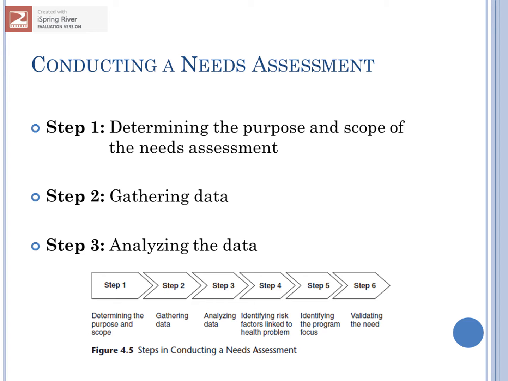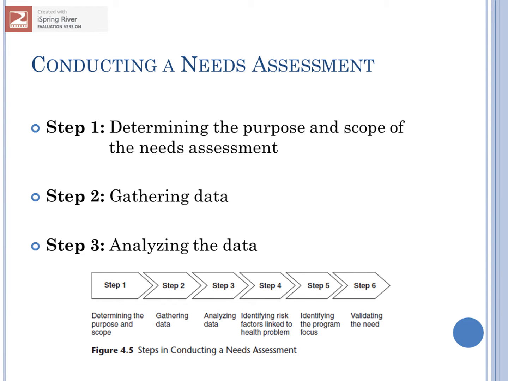Once enough secondary data has been discovered, it's time to gather primary data to better understand the population needs and find out whatever information you did not get in the secondary data search. Whether you will use both primary and secondary data is of course dependent on the situation and the resources you have. Step 3 is to analyze all the data that has been collected.